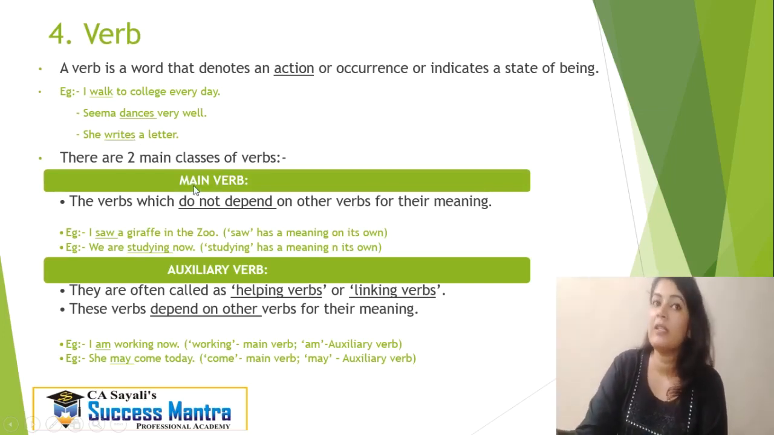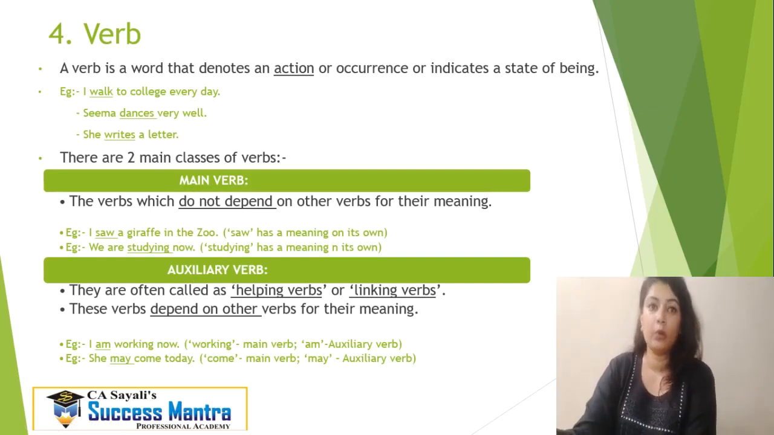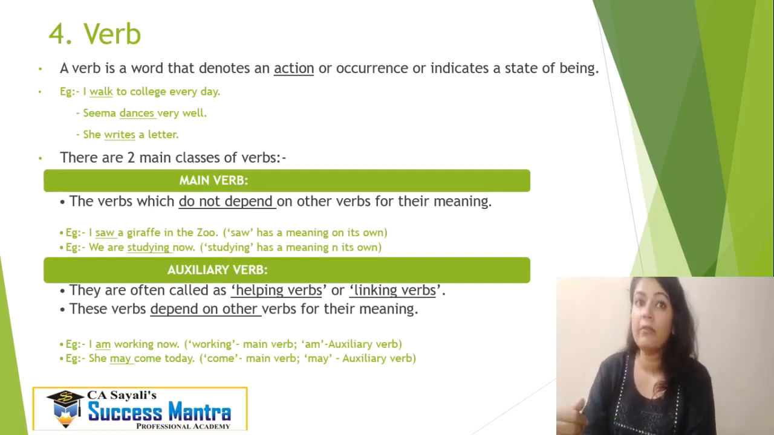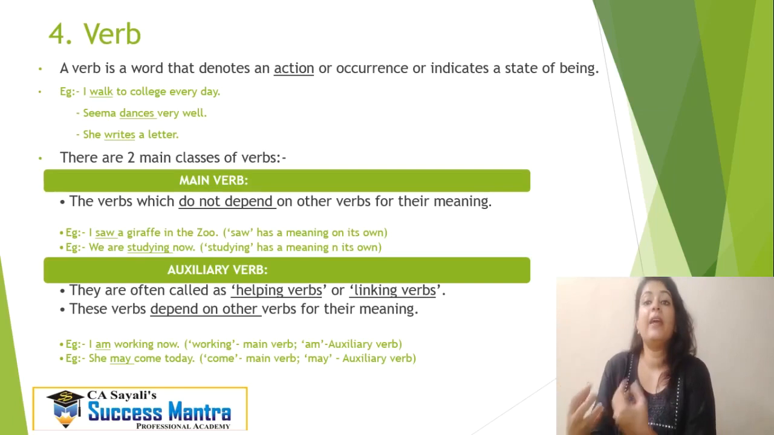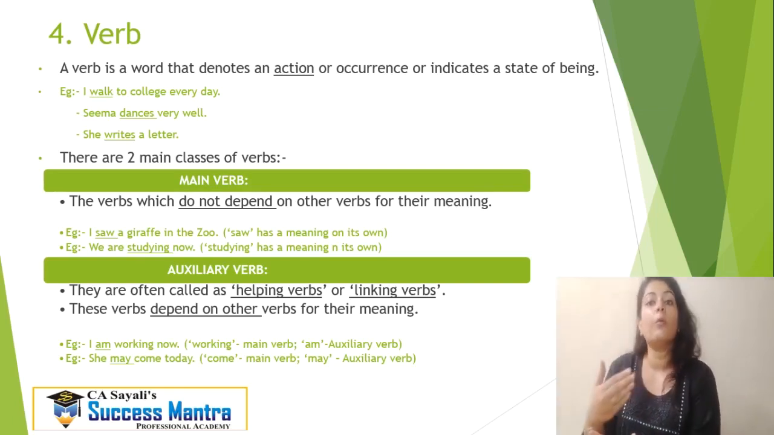The first one is called a main verb and the second one is called an auxiliary verb, which is also known as a helping verb. So what do you mean by a main verb? Main verb का मतलब है ऐसे verbs जो किसी और पे depend नहीं करते. Verbs which do not depend on other verbs for their meaning are known as main verbs.